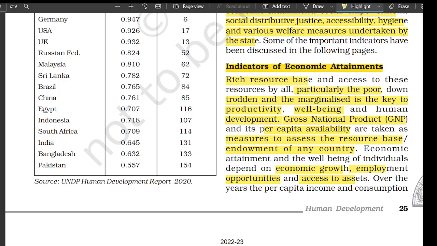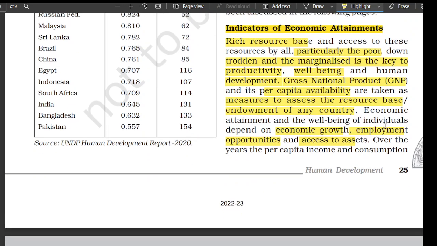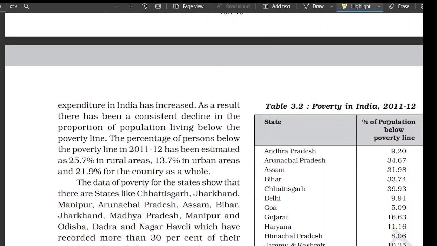Over the years, the per capita income and consumption expenditure in India has increased. As a result, there has been consistent decline in the proportion of population living below the poverty line. The percentage of persons below the poverty line in 2011-12 has been estimated as 25.7% in rural areas, 13.7% in urban areas, and 21.9% for the country as a whole.